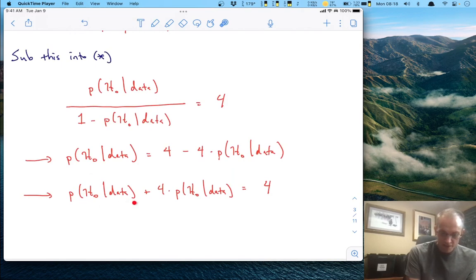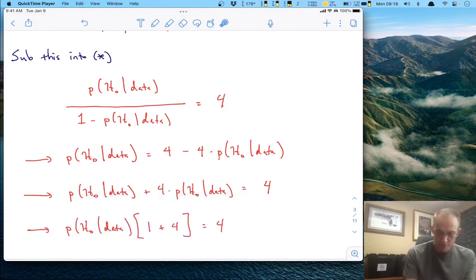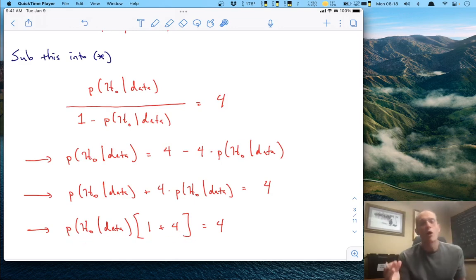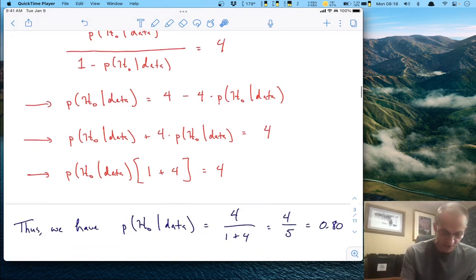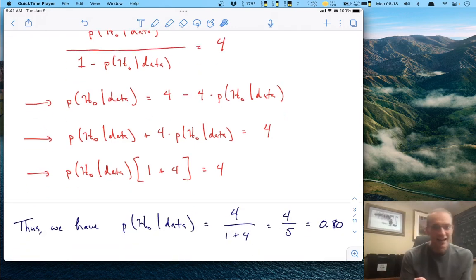I want to solve for this. So let's notice that it's common to both terms. Let's factor it out. And then what I'm left with is 1 plus 4. So this gives me a little simpler equation. It tells me the posterior probability times 1 plus 4 equals 4. Well, now all I've got to do is divide. If I want to solve for the posterior probability, I divide by 1 plus 4, and I get 4 divided by 5, or 80%. So this tells us that this posterior probability is 80%.